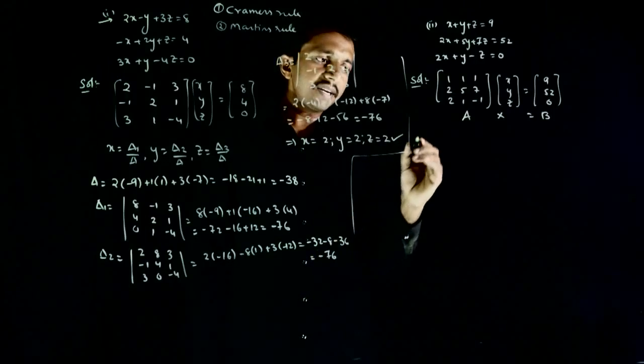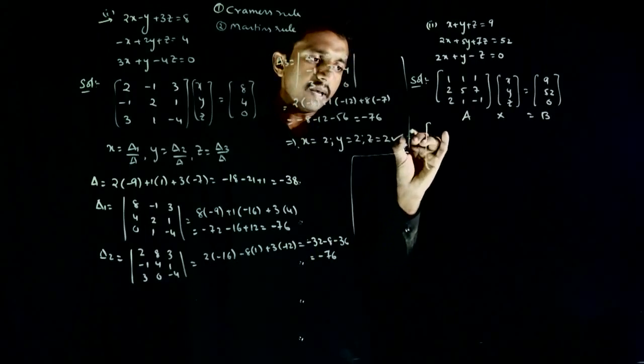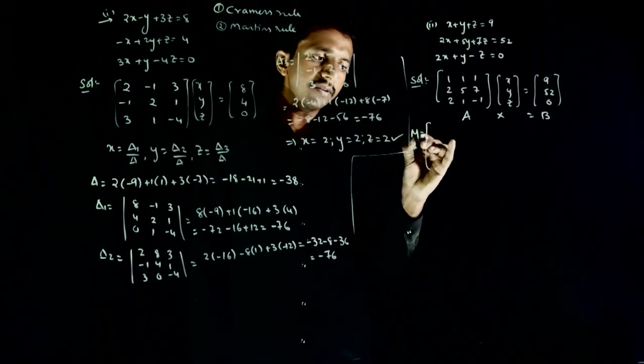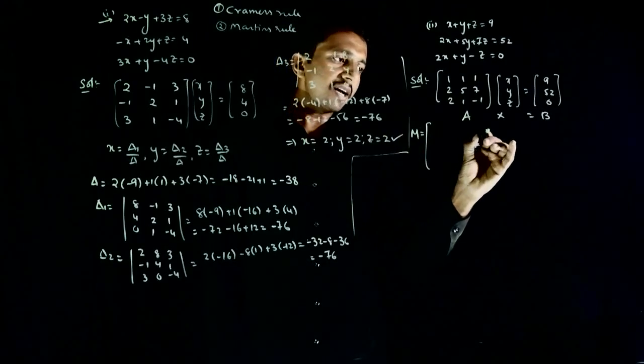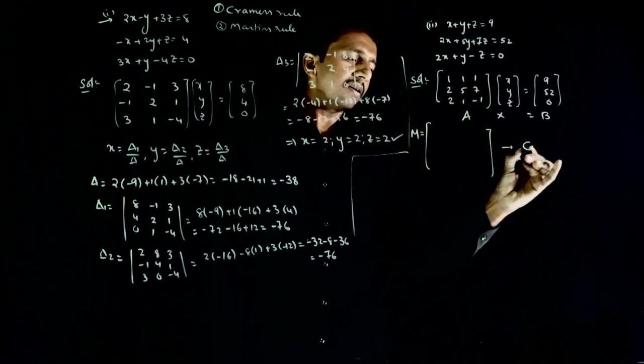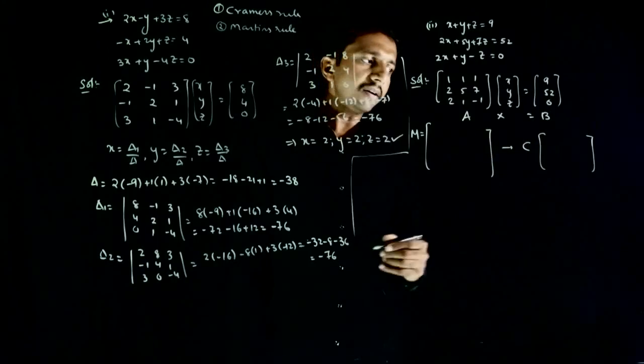So A inverse कैसे find करेंगे? So A inverse can be found in 4 steps. First minus matrix निकालता हूँ, इसके बाद वहां से cofactors matrix निकालना पड़ेगा.